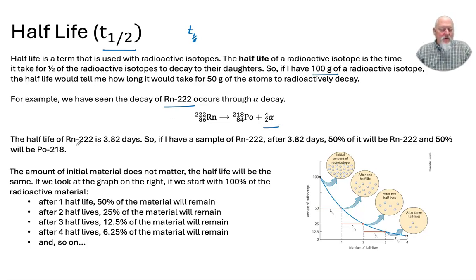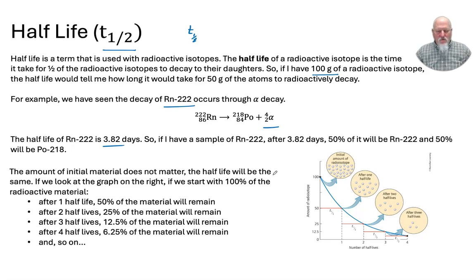The half-life of radon 222 is 3.82 days. So not quite 4 days, but a bit over 3.5 days. That means if I start with a certain amount of radon, after 3.82 days only half of that will be remaining, and half of it will have decayed into polonium 218. If we wait another 3.82 days, we'll only have 25% left, because we had 50% left after one half-life, and after a second half-life we have half of 50, which is 25%.